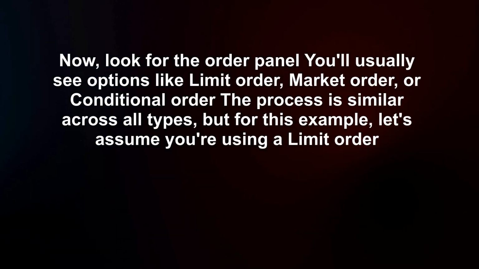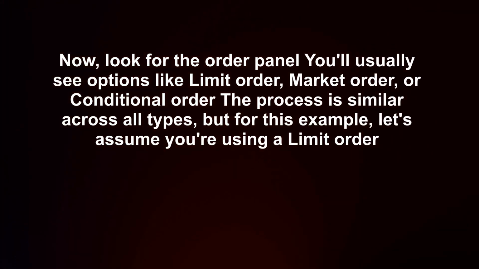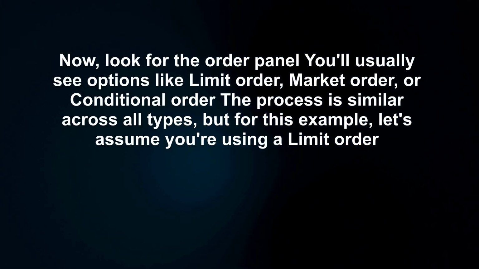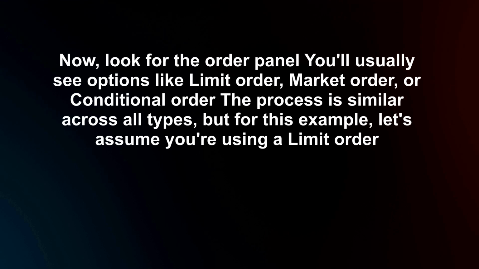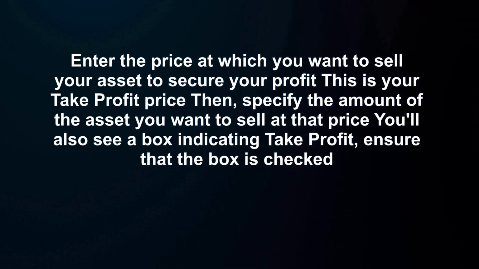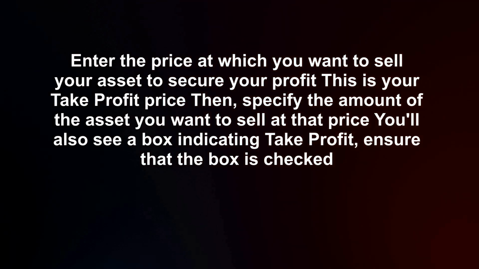Now, look for the order panel. You'll usually see options like limit order, market order, or conditional order. The process is similar across all types, but for this example, let's assume you're using a limit order. Enter the price at which you want to sell your asset to secure your profit. This is your take profit price. Then, specify the amount of the asset you want to sell at that price.